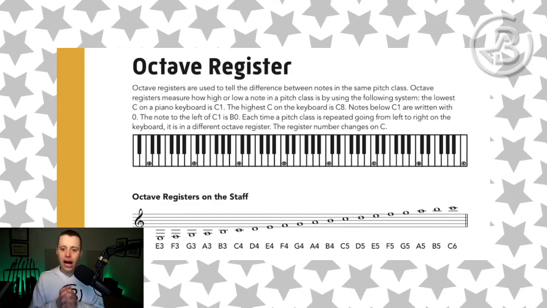So octave registers help us tell the difference between notes in the same pitch class. Octave registers measure how high or how low a note in a pitch class is by using the following system. The lowest C note on a piano is called C1. That sounds like this.